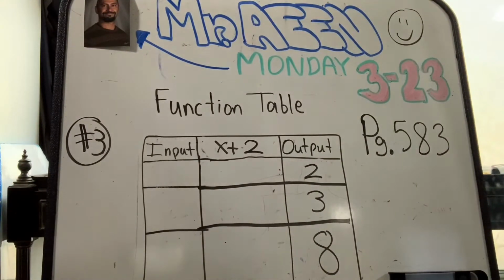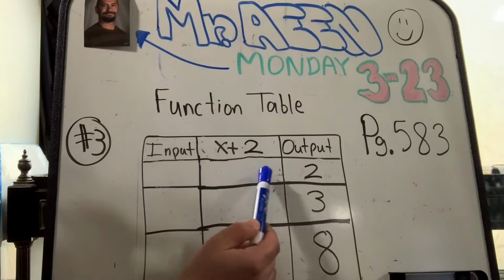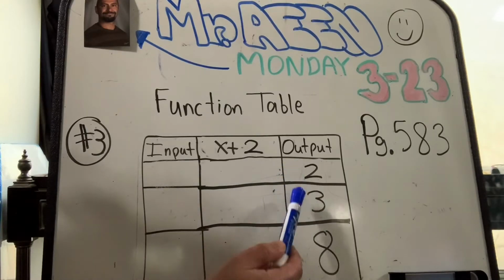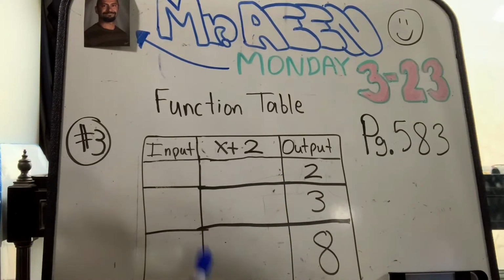All right, class. Take a look at this problem. This is number 3 from page 583. Now look at this table. This function table is a little bit different. Notice that the input column is empty. That means the machine already gave us 2, 3, and 8, but we don't know what went in the machine. We don't know the numbers that we put in the machine.